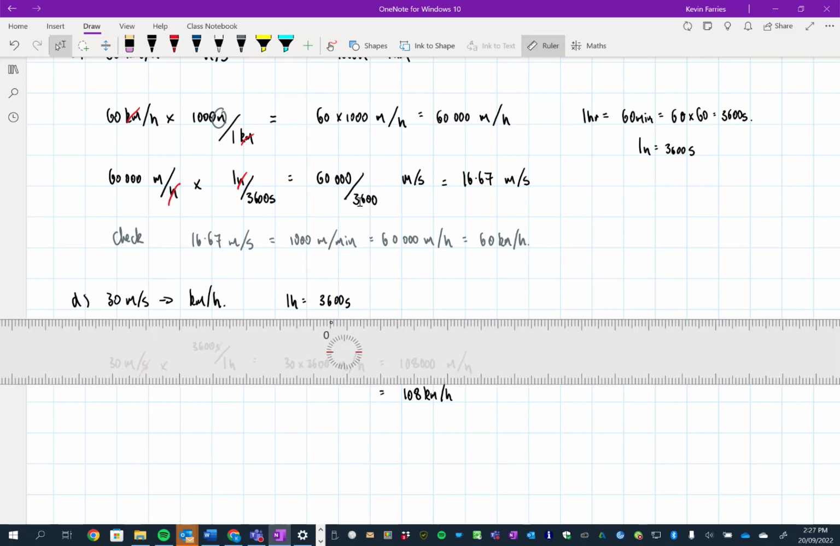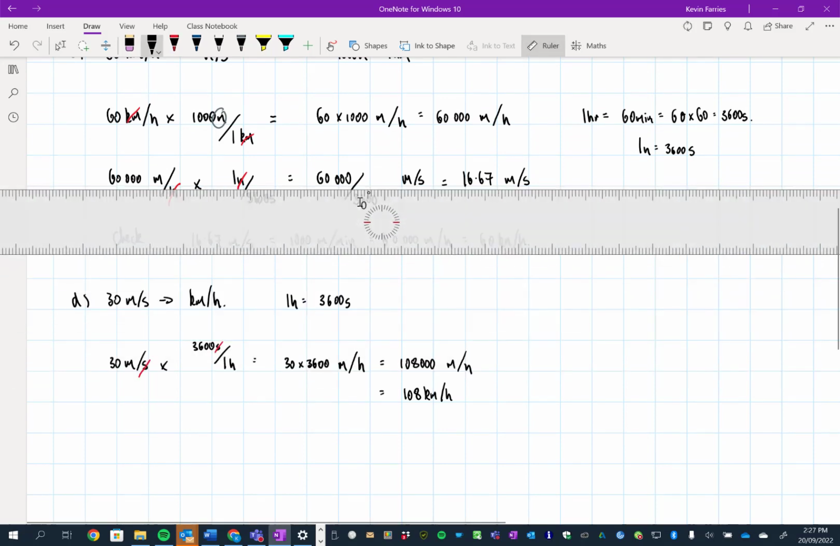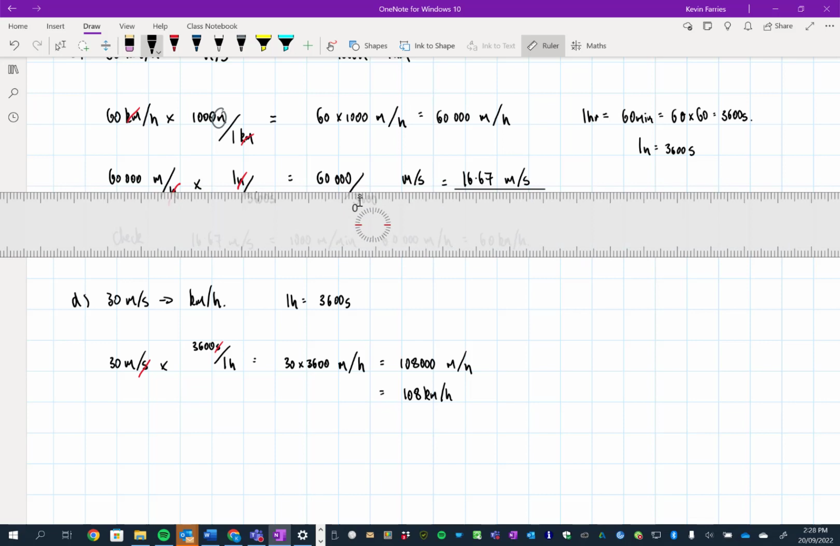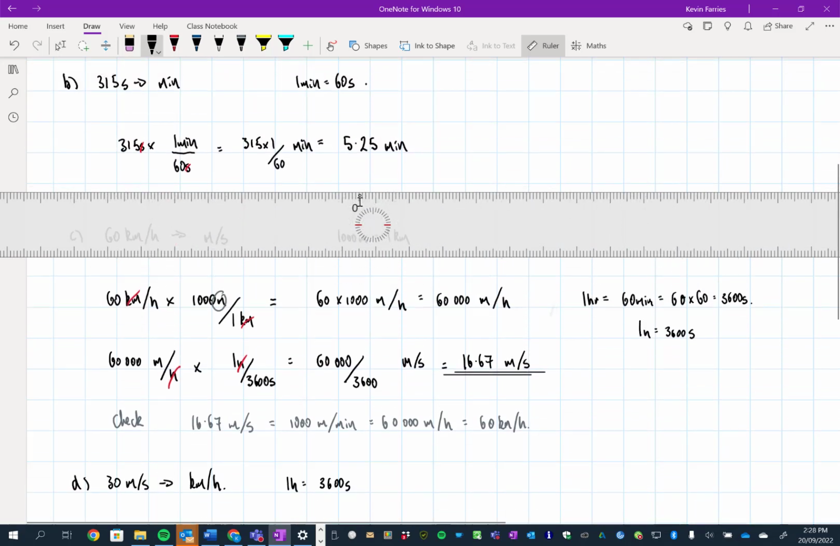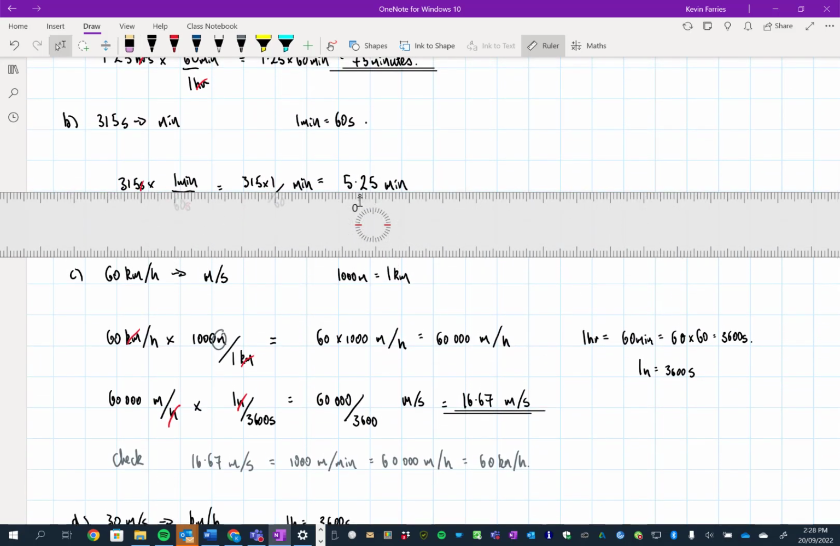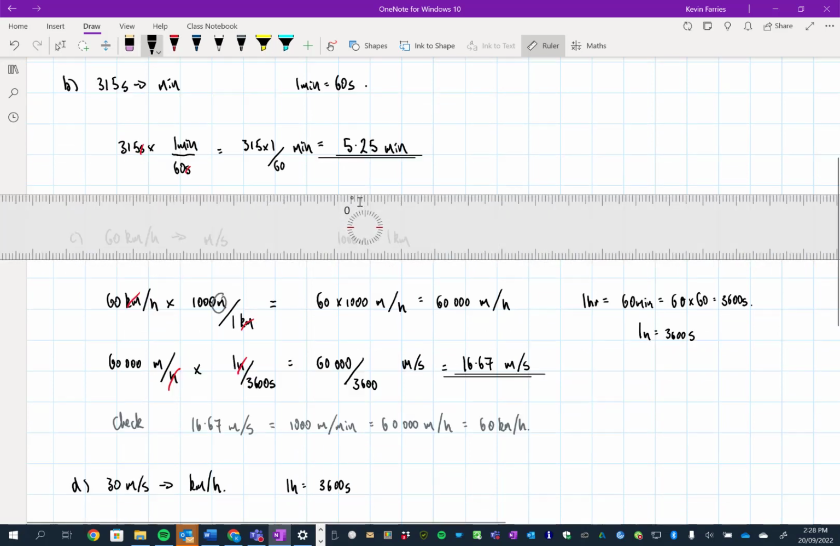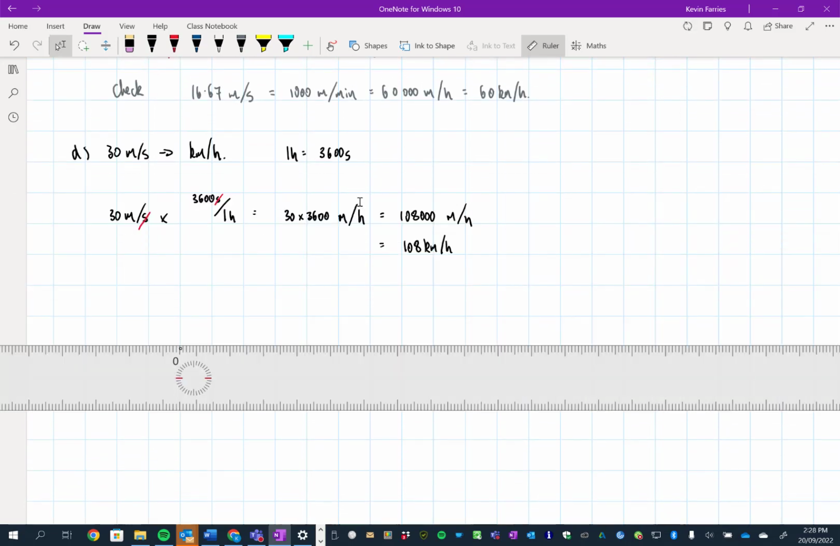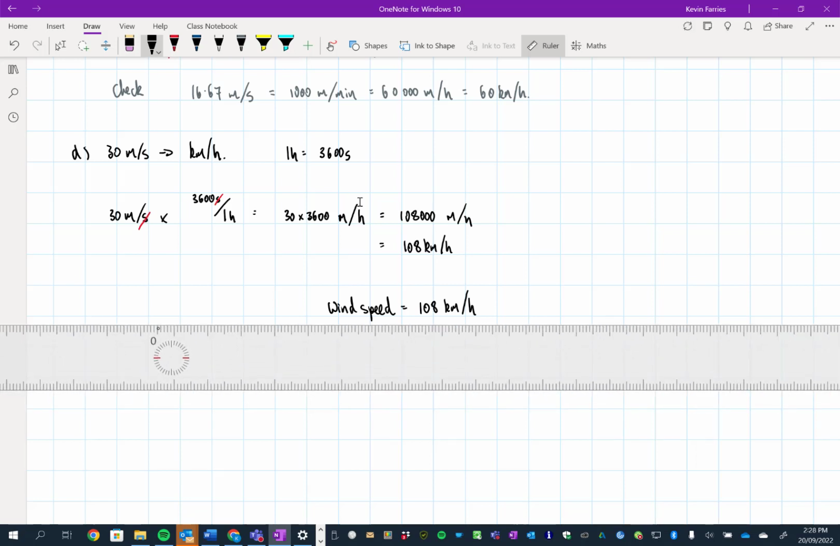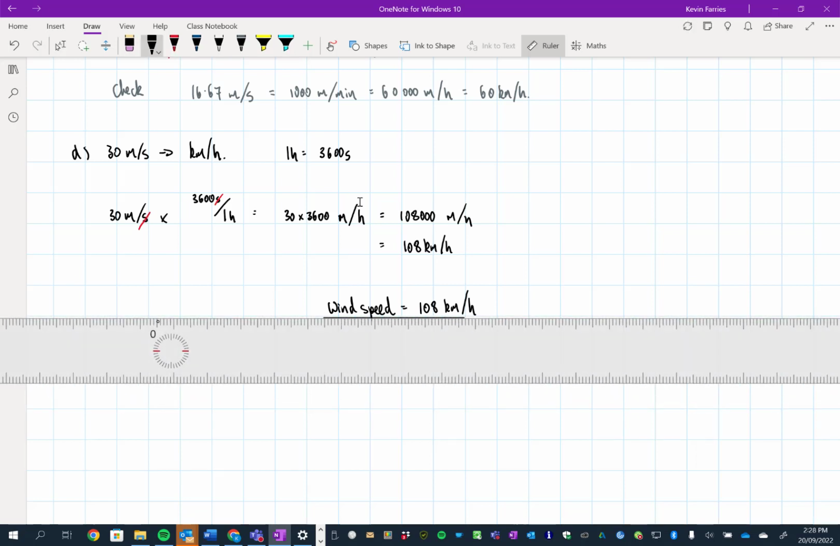What I did forget to do was to underline my answers up here, so just underline that one, because I want you guys to remember to do that both in the exams and the tutorials. And we'll do the same here. In this one, it was a question, so we could write our answer as a sentence. Wind speed is equal to 108 kilometers per hour. So it's a pretty strong wind.